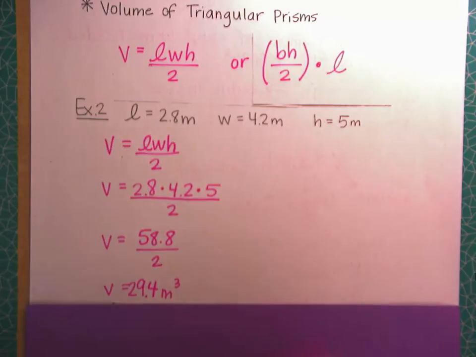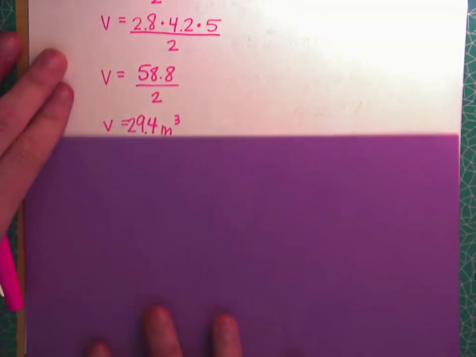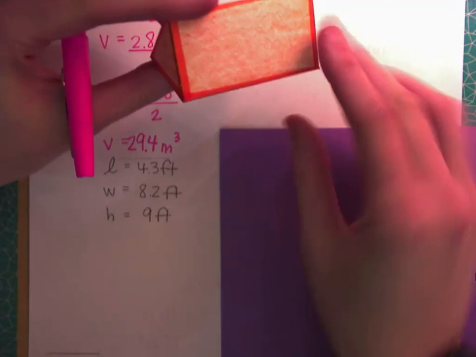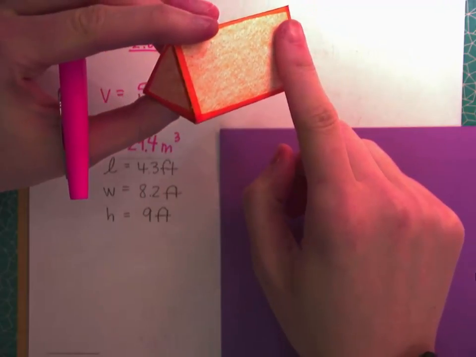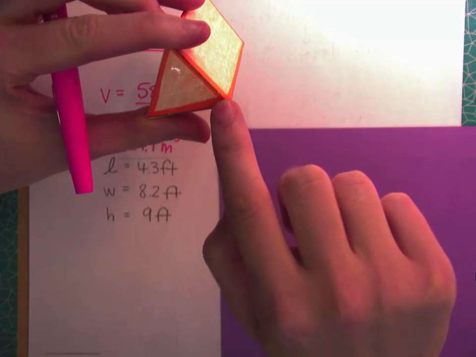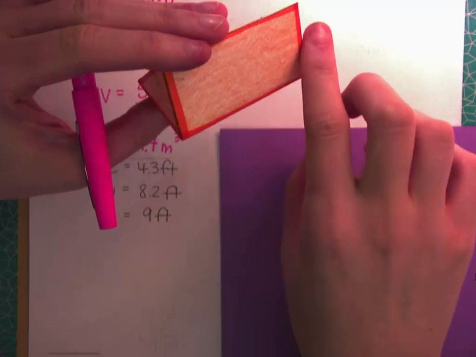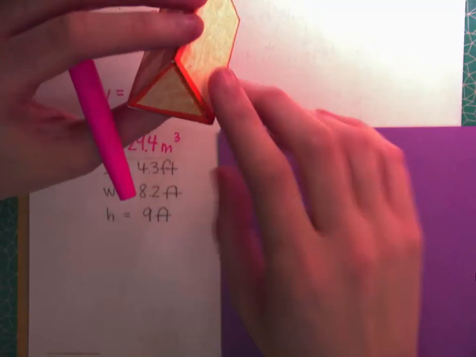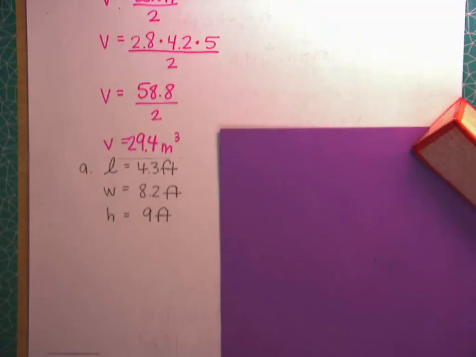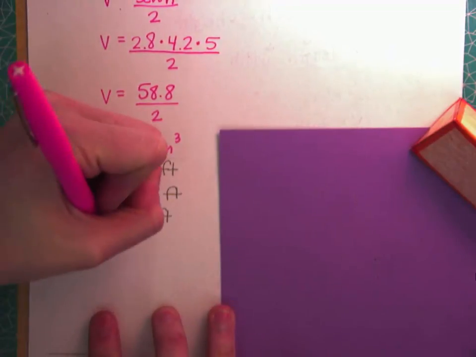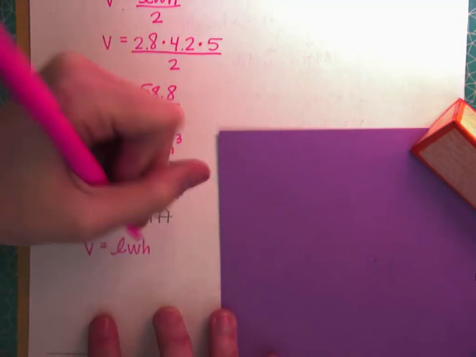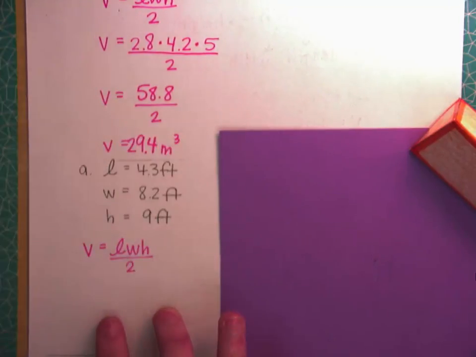All right, let's do another one together, and then I'll let you do one on your own. Okay, so on this one, I've got a length of 4.3 feet, a width of 8.2 feet. That might be backwards. The length is going to be the longer side, so that might be different. But then the height is going to be 9 feet. Okay? So my formula is going to be length times width times height, divided by 2.